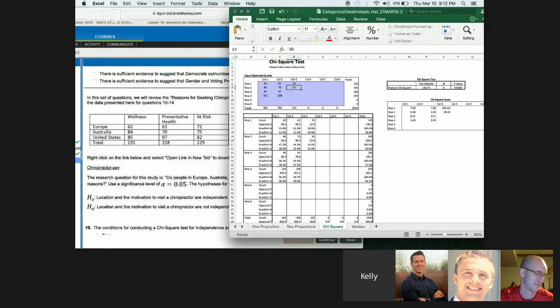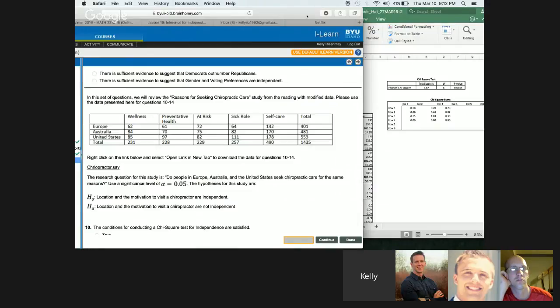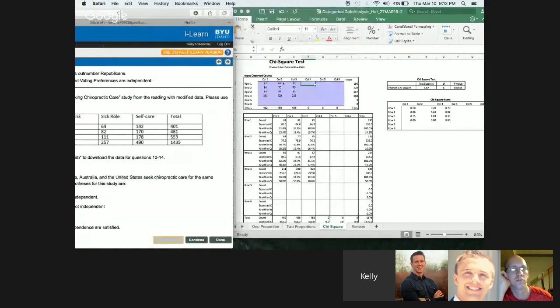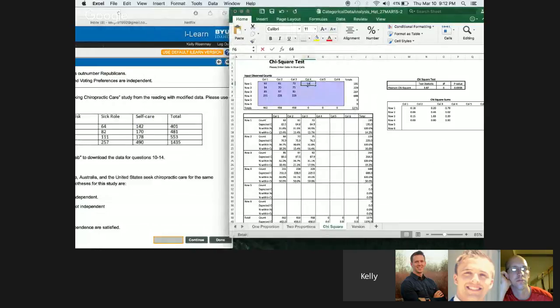The research question for this study is, do people in Europe, Australia, and the United States seek chiropractic care for the same reasons? Use a level of significance of 0.05. The null hypothesis is that location and the motivation to visit a chiropractor are independent, and the alternative is that they're not independent, so they're dependent. The conditions for conducting a chi-square test for independence are satisfied. Yes. Plug in the data, and you get expected values that are more than 5.